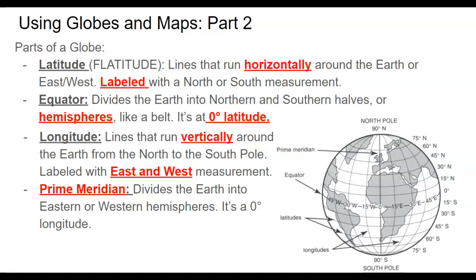Longitude lines that run vertically up and down go from the North Pole to the South Pole, and they are labeled east and west. This is operating around the prime meridian, which is around the area of Europe, and it is the 0 degrees.